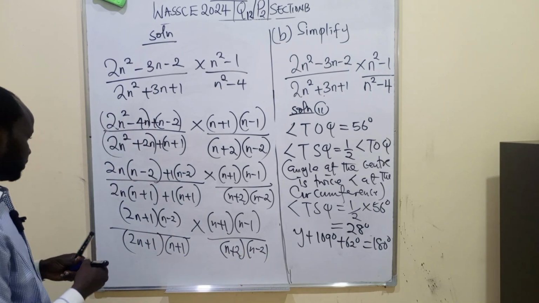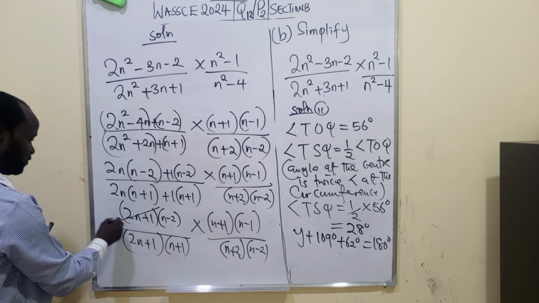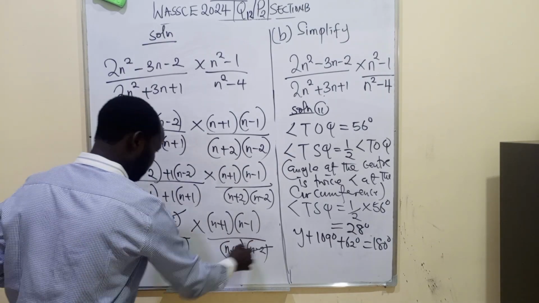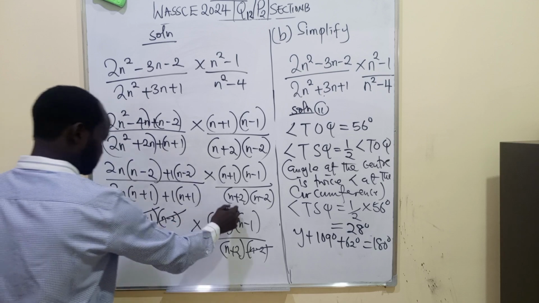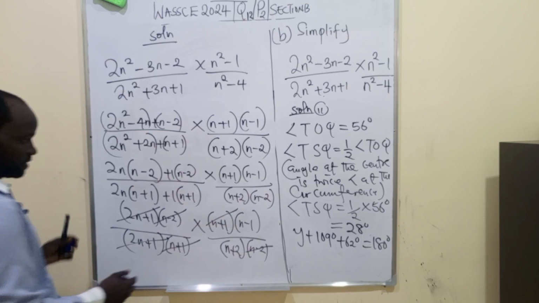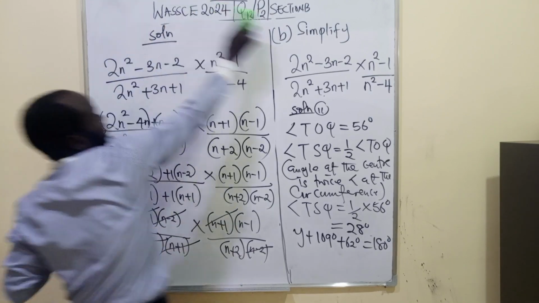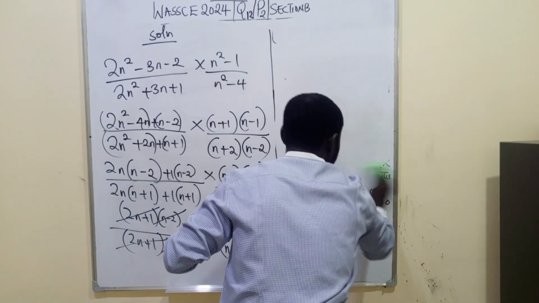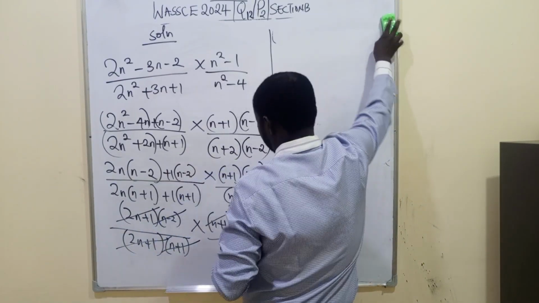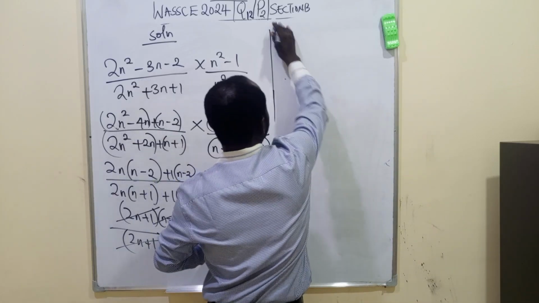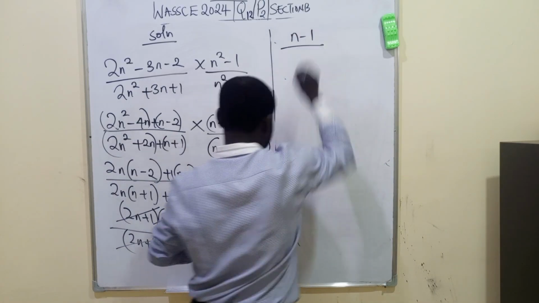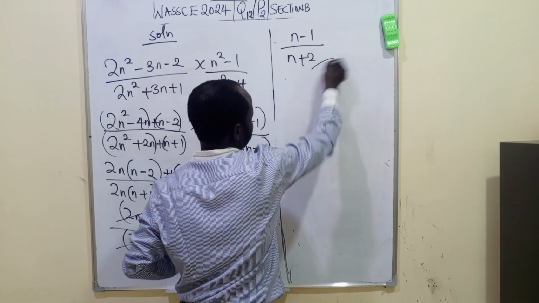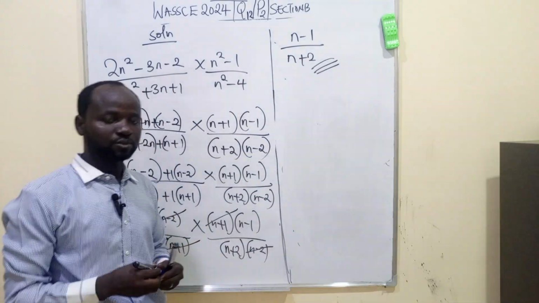Okay, so clearly here, this will divide this, which is 1. Again, this will divide this, which is 1. Again, this will divide this, which is 1. At the end, we'll be left with, in our numerator, n minus 1 divided by, in our denominator, n plus 2. So this will be the solution to B.